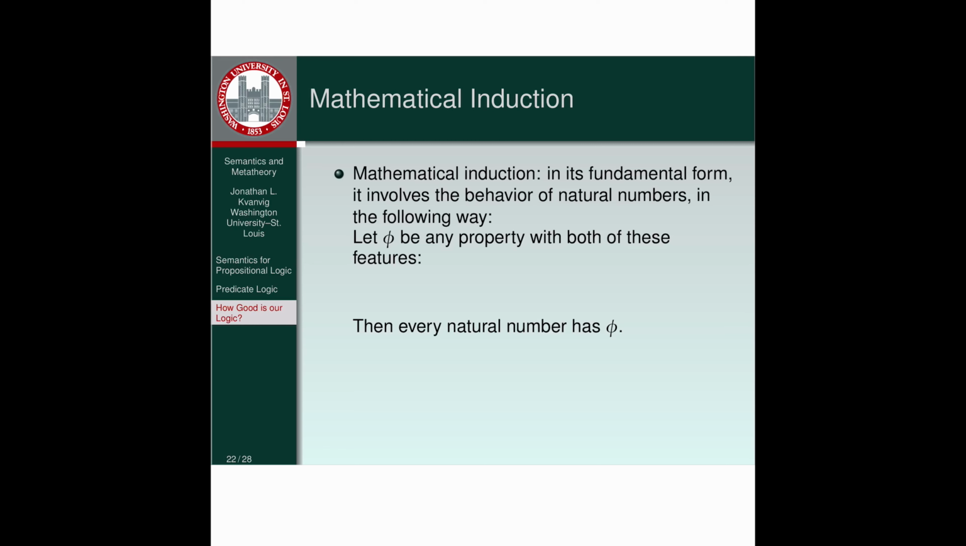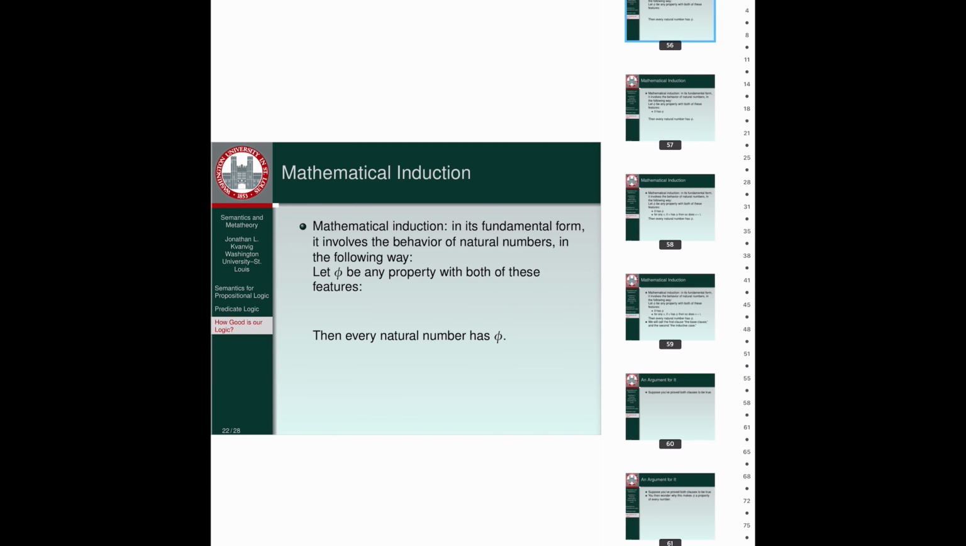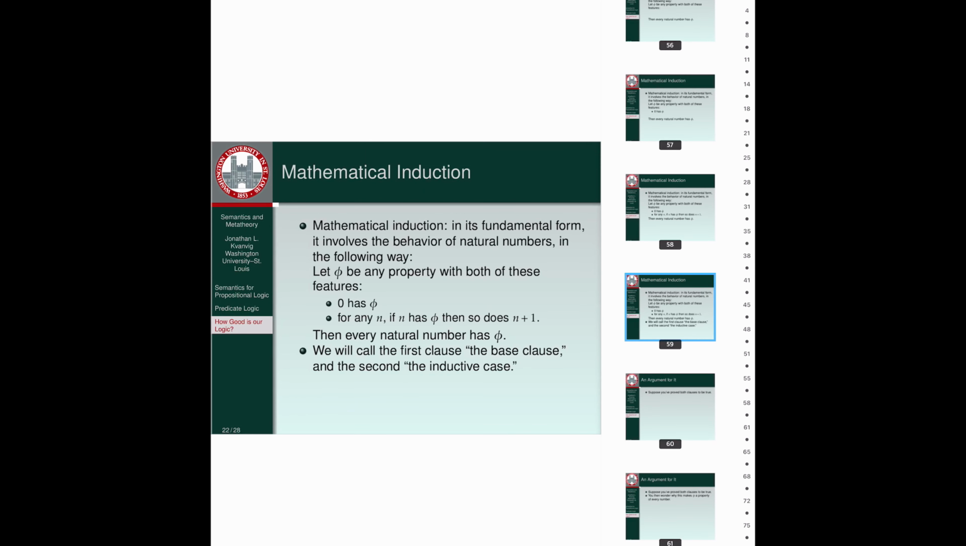We are going to start with some properties of specific numbers, and then we're going to generalize. Every number has a particular feature. So we're looking for a property phi, and if we can say a couple of things about this property, we'll be able to generalize. Every number has this property. What are these properties, this property phi? What is it that they have to have?